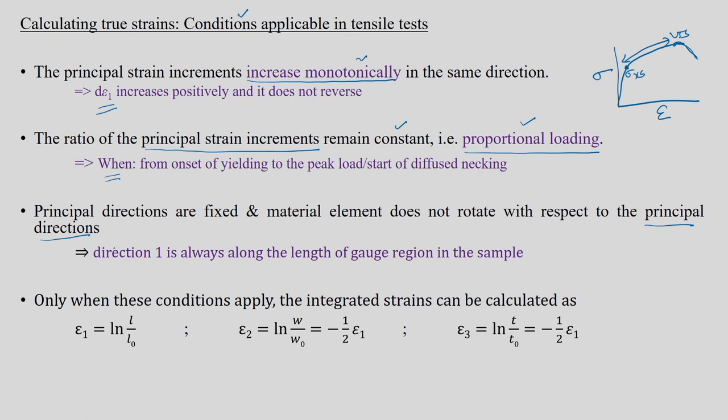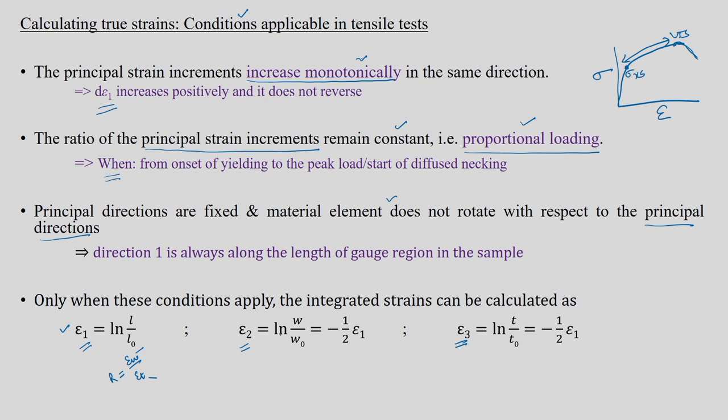So when you satisfy all these three conditions, monotonic increase, proportional loading, and the third condition, in the gauge region, we can integrate the strains and we can get epsilon 1, epsilon 2 and epsilon 3 in this fashion. So only when these conditions apply, the integrated strains can be calculated in a very simple way, and these are nothing but your epsilon 1, 2 and 3. Epsilon 1 is nothing but ln of L by L naught, which you already used for some calculations, but right now we are defining it, and epsilon 2 is ln of W by W naught, right, because this is where we are defining R, no? R is true width strain divided by true thickness strain, we said, and this is where we calculated ln of W by W naught, ln of T by T naught, right? Same definitions are here, but right now we are putting this condition in this way.